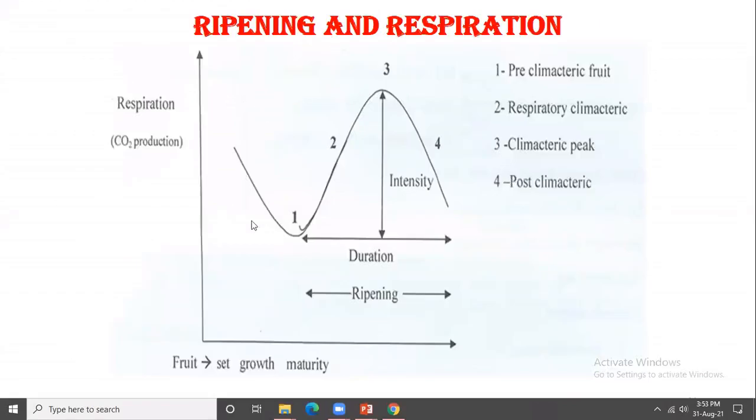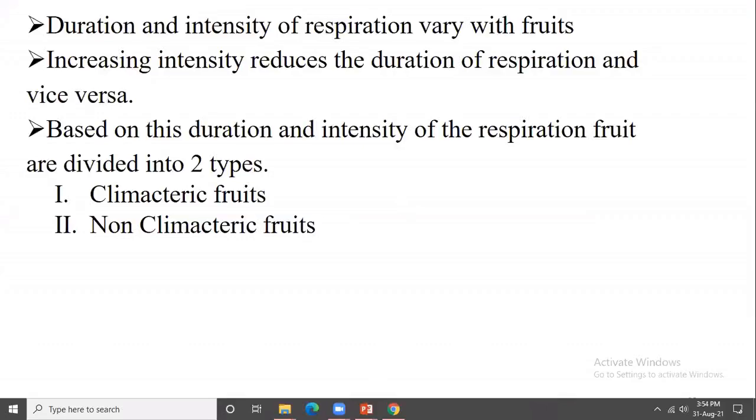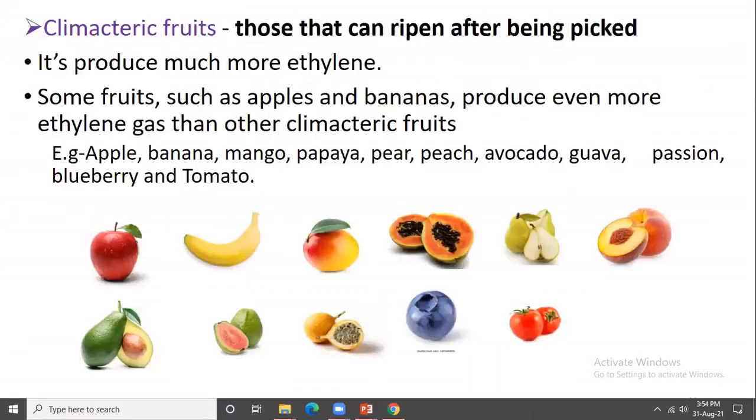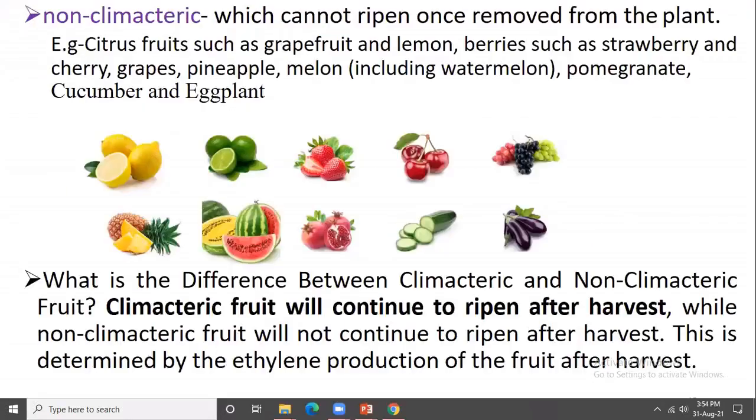And this is ripening and respiration. This comes in the exam. Ask what happens if the duration or intensity increases. Duration of respiration will reduce, and then intensity will reduce, or the duration of that one will increase, and identify it. Like that it comes to your exam. What is a climacteric fruit? What is a non-climacteric fruit? Like that, this one comes to your examination.